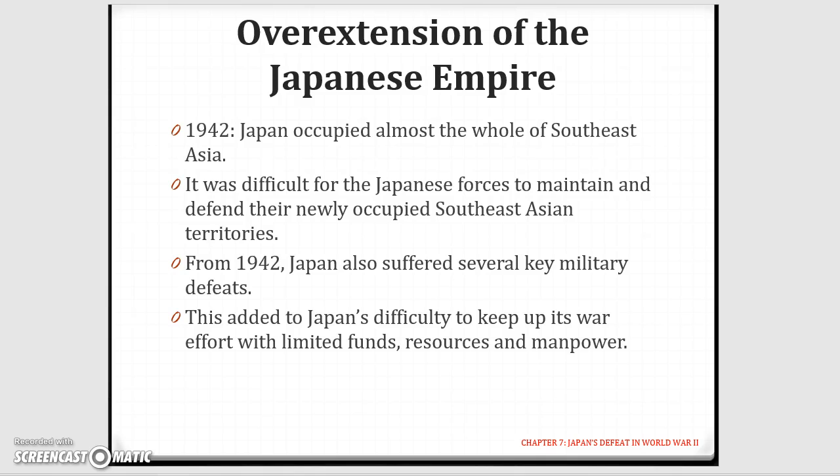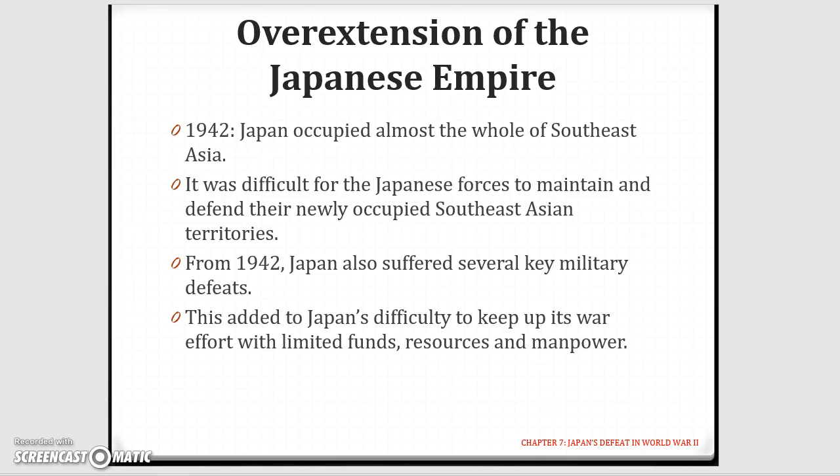The ineffective defense of an overextended Japanese empire is the second factor for Japan's defeats. Okay, so bear in mind that you need to draw the links. After we finish the first factor about USA's economic strength, right? You need to draw the link. Basically, in your essays, you need to be explaining how exactly did USA's strengths lead to Japan's defeats.